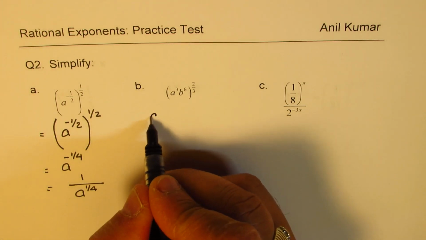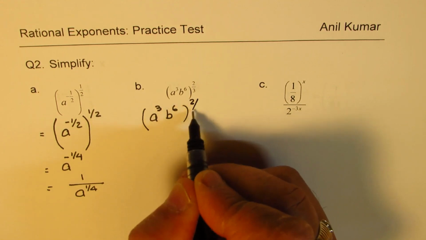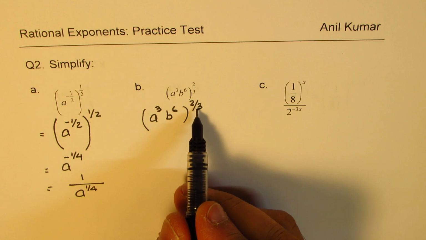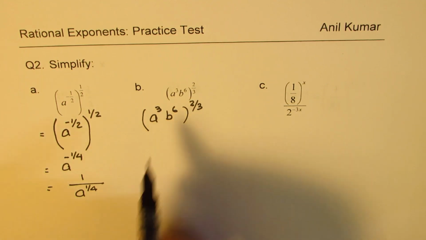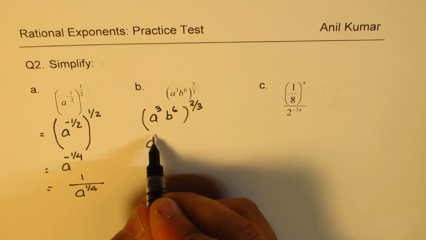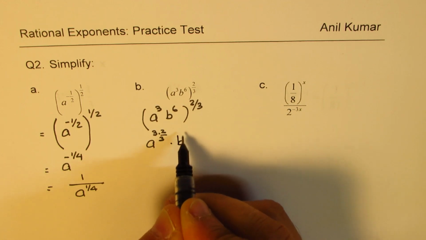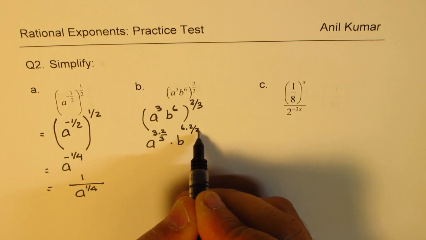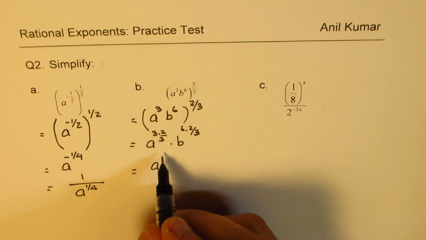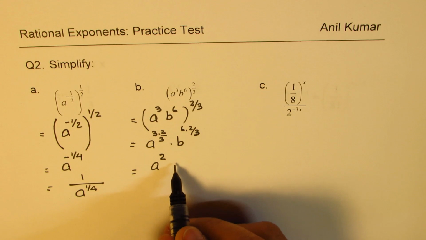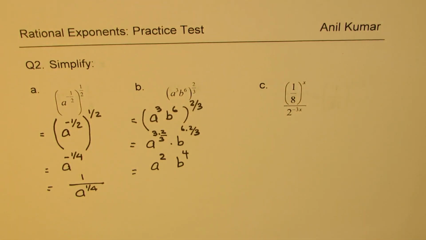Now we have a cube, b to the power of 6, everything to the power of 2 over 3. So this 2 over 3 is going to multiply with the inside exponents. That is a power rule which we are going to apply. So we get a to the power of 3 times 2 over 3, b to the power of 6 times 2 over 3. Correct? Perfect. So that gives you a to the power of 3 and 3 cancel. We are left with a square. And in this case, b to the power of 4. 3 goes 2 times in 6.